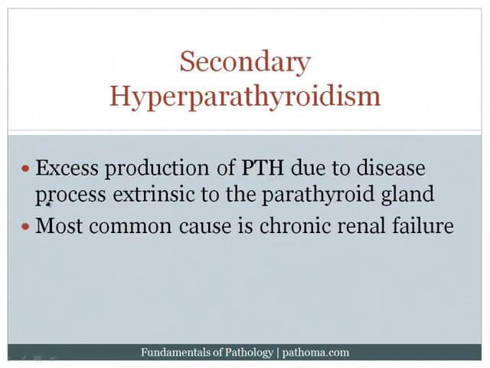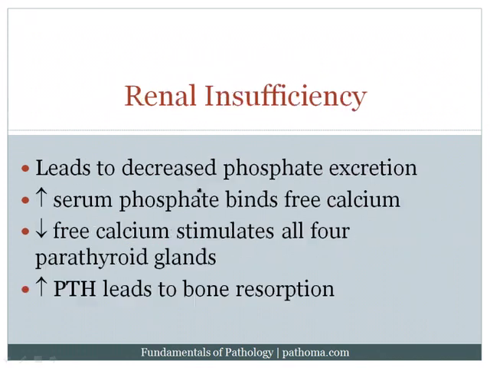that adenoma. Secondary hyperparathyroidism is when you have excess production of PTH, however, it's due to a disease process that is extrinsic to the parathyroid gland, i.e. there is some other disease process that results in the overproduction of PTH. The most common cause is chronic renal failure. The idea here is that when you have renal failure, you're going to have decreased excretion of phosphate. Phosphate will then build up in the blood. Phosphate loves to bind free calcium, and so phosphate will bind free calcium, therefore the free calcium levels will decrease.